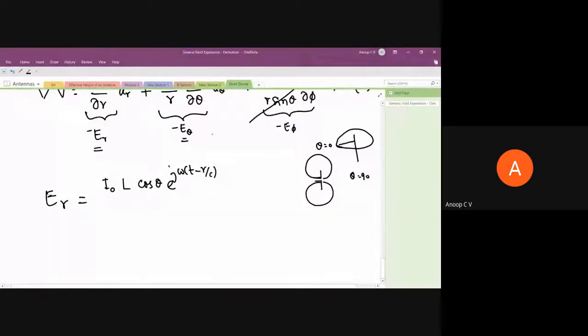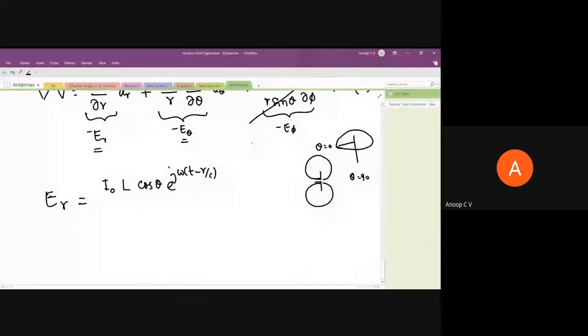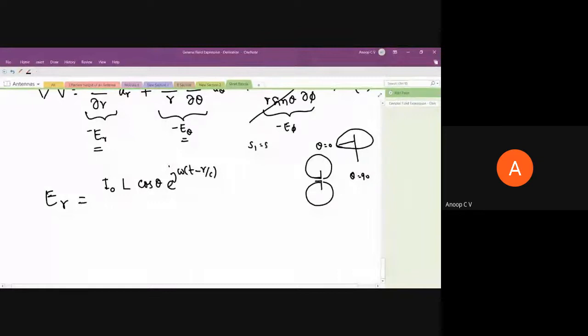Right. So what we can do is that we can approximate that S1 and S2 to be equal to R in the last expression, as the length is very small. Only in the last expression. In between, if you approximate that, then it will become a point charge. So don't do that. At the end only approximate.